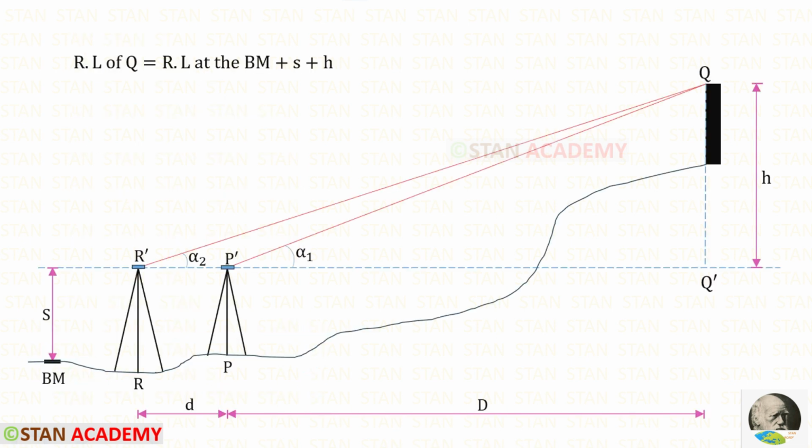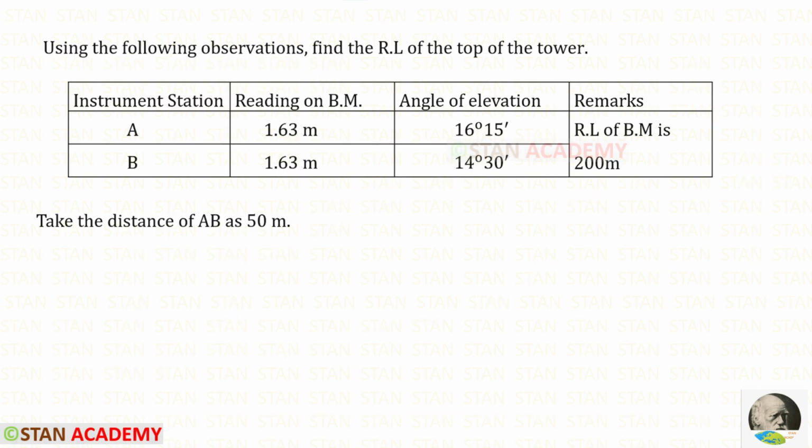To find the reduced level of Q, we need to add the reduced level at the benchmark, the staff reading, and the height h. Now let us see a problem. Using the following observations, find the reduced level of the top of the tower. The instrument stations are given as A and B.